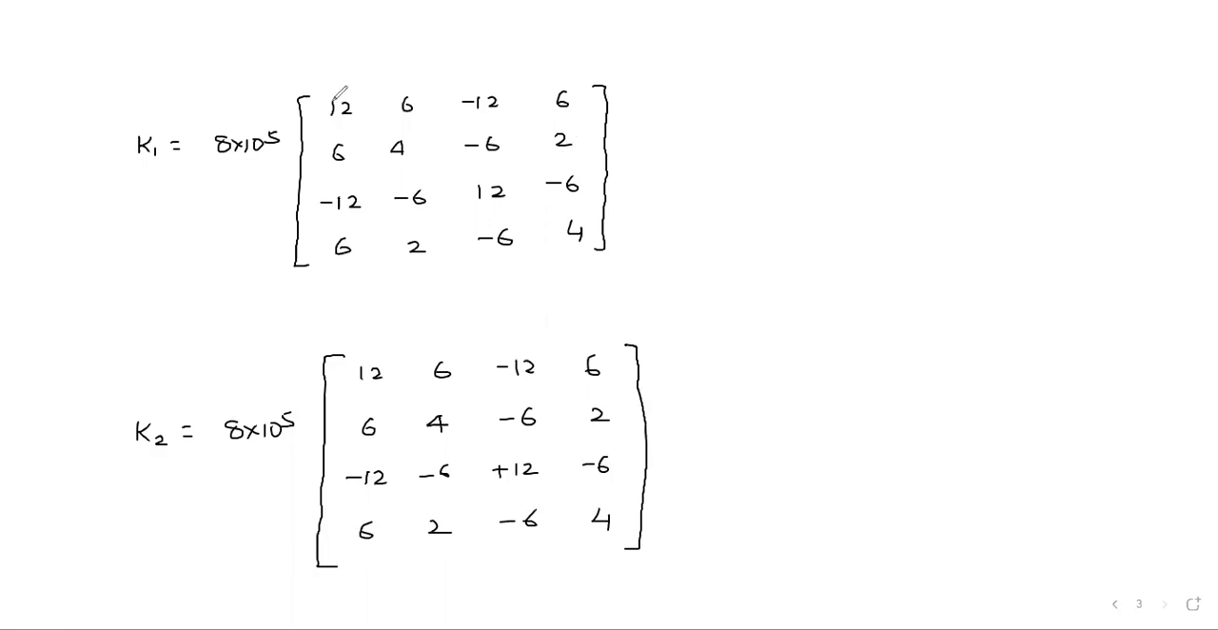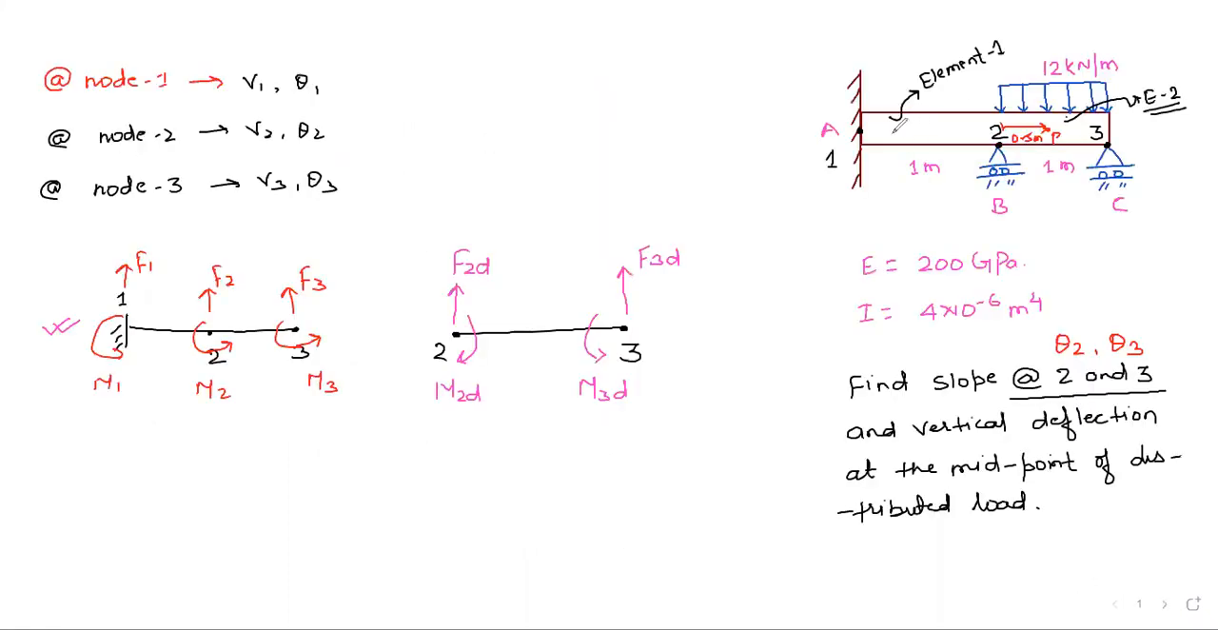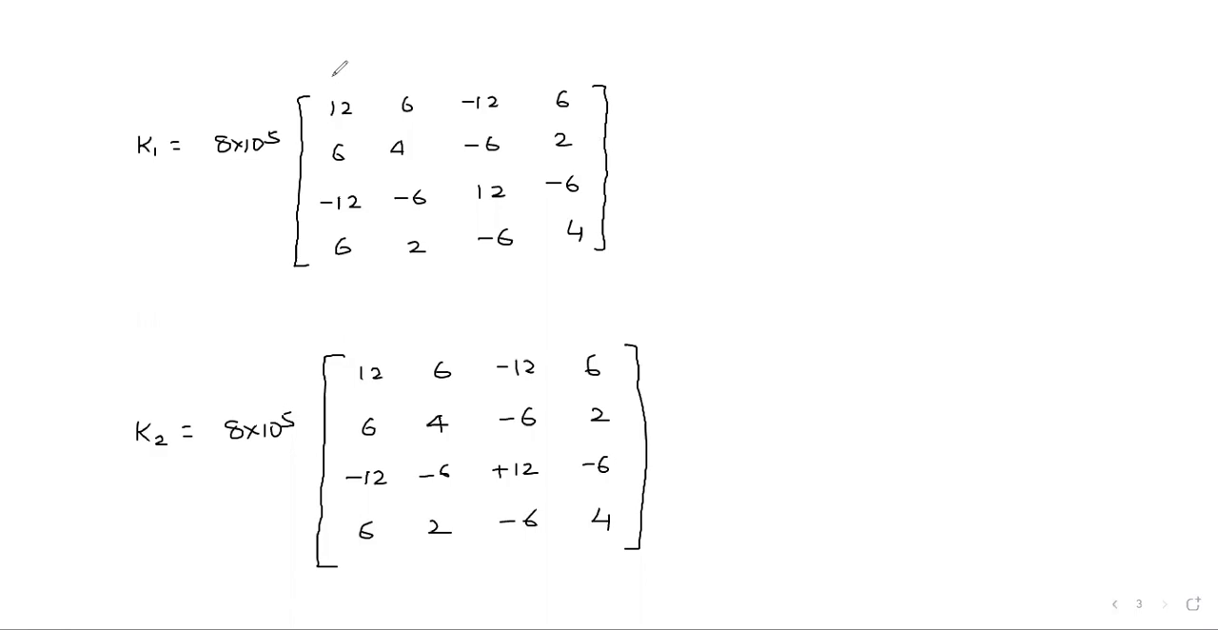Once we have this K1 and K2 value, we need to find the global stiffness matrix, right? For finding the global stiffness matrix, we should know which row belongs to which displacement, and which column belongs to which displacement, right? So K1 is between first node and second node. If you see the problem, K1 will be for element 1, node 1 to node 2. So we can write here V1, theta 1, V2, theta 2. Same, we will repeat it here also, V1, theta 1, V2, theta 2.